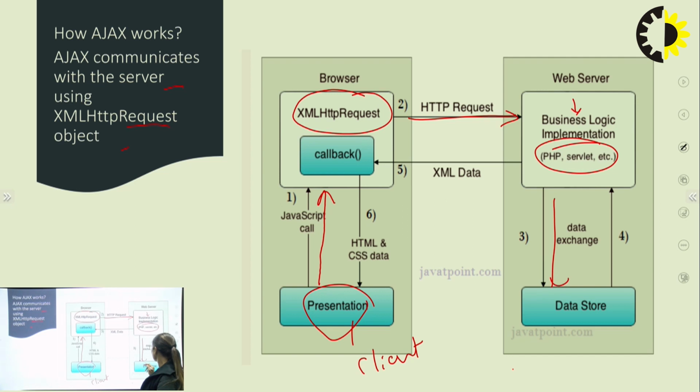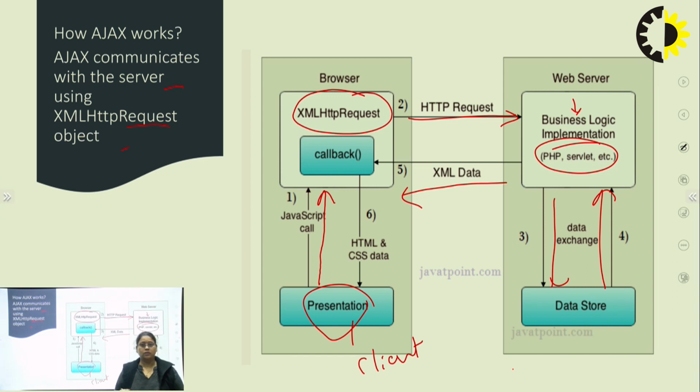Then, if your data is coming from the database, the request will go onto the data store. It will receive that, fetch the data from the database, and work on that data set. It will execute your request which is coming from the client, and then the data is sent to the client, and that data is in XML format.